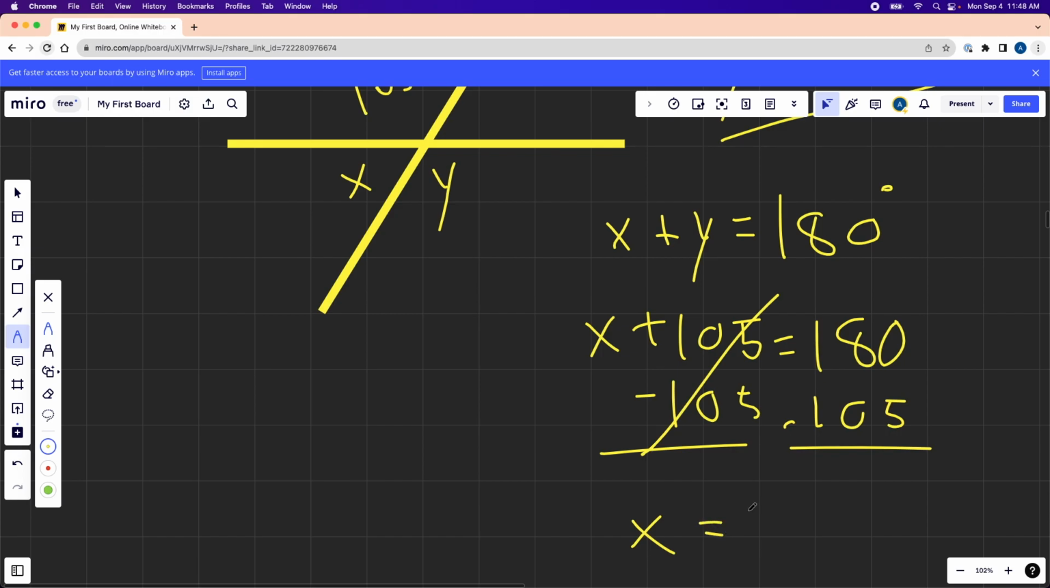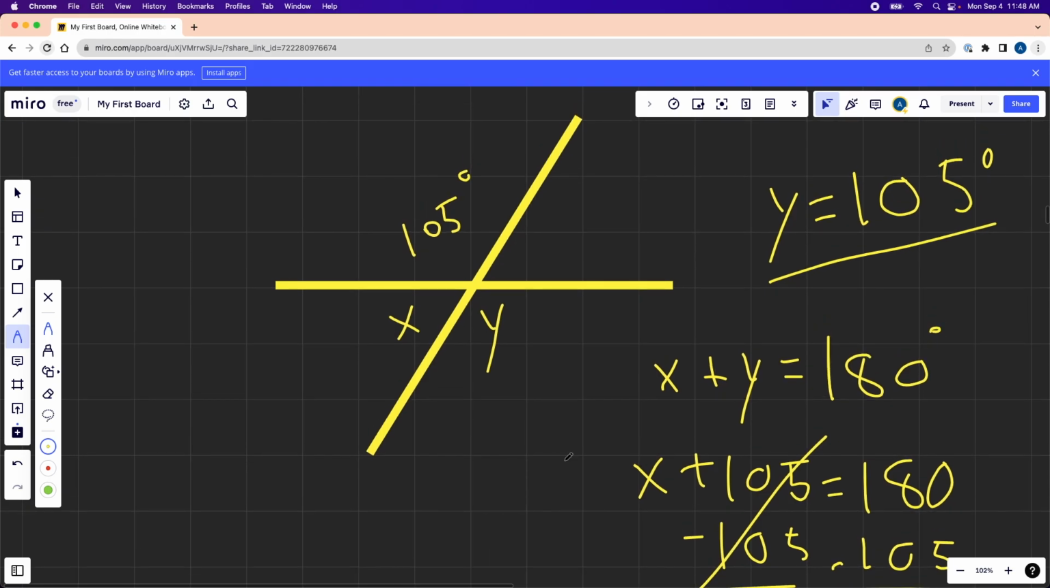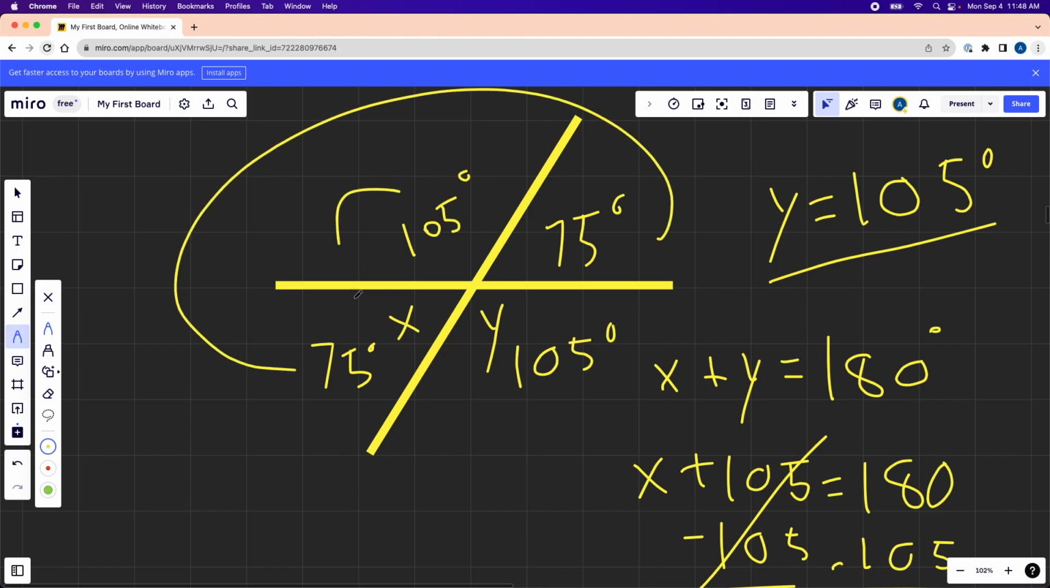X equals 75 degrees. So going back up to the diagram here, I can just start filling in. X is going to be 75 degrees. And that means this angle over here is also 75 degrees. And y, like we already calculated earlier, was just 105 degrees. And that's pretty much all you need to know about opposite angles, just memorizing and remembering that opposite angles are always going to be the same.